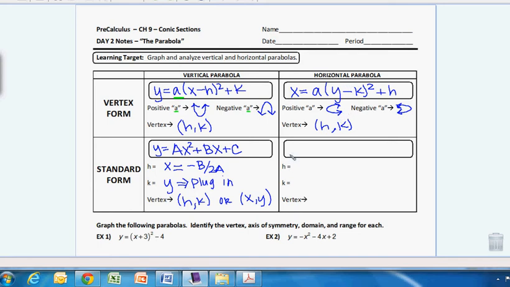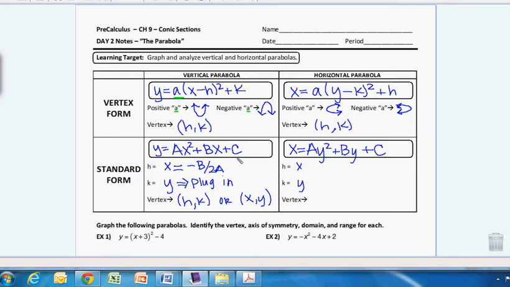Okay, so standard form, this is where it gets a little bit trickier. We have x equals a times y squared plus b times y plus c. And here is where I think 4th hour I made an error, and again, I am so sorry. But your h again is going to be as if it's your x value, okay, if we're looking at the x and the y in this standard form. And then our k value is dealing with our y.